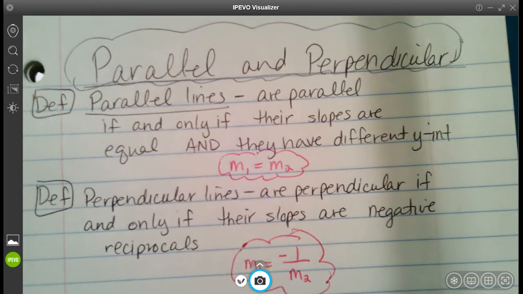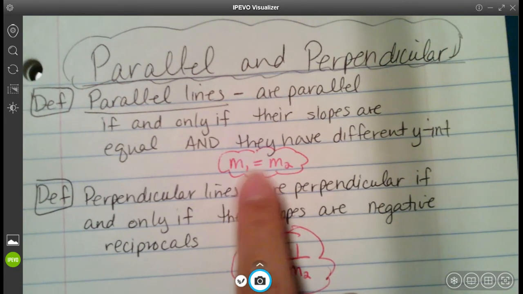So the slope has to be the same and they have different y-intercepts, because if they have the same y-intercept, it's right on top of each other and it's no longer parallel, they're equal to each other. They're exactly the same line. So our slopes have to be the same. That's the big idea I want you to get from here.